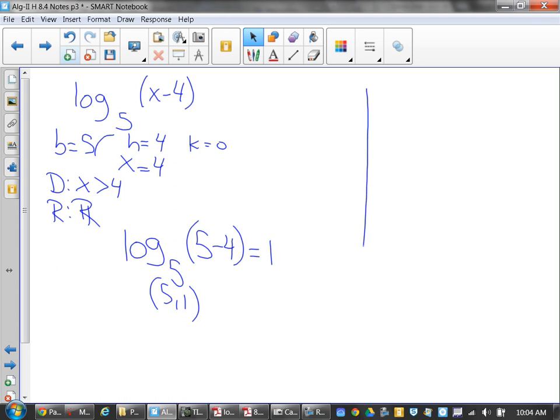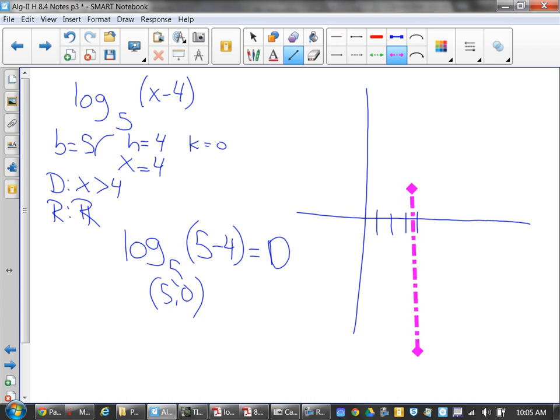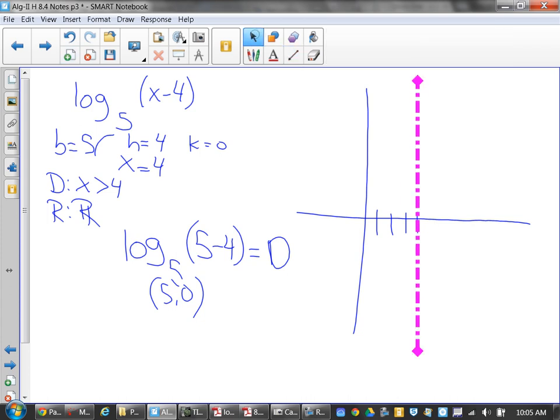Oops, forgot to draw my graph. Wait, when it's log base 5 of 1, would it be zero? Sorry, somebody said 1 and I just believed them. All right, so we have our vertical asymptote at 4. Our first ordered pair is at 5 and 0.